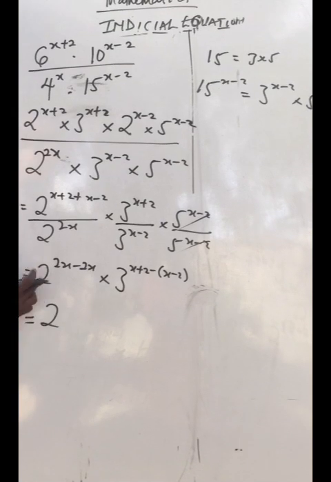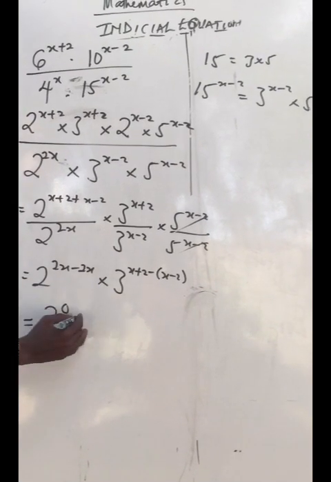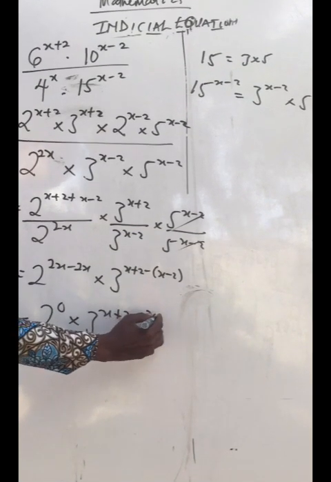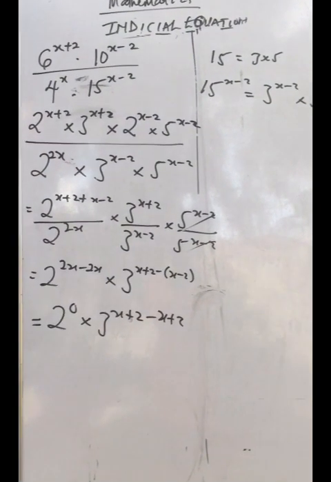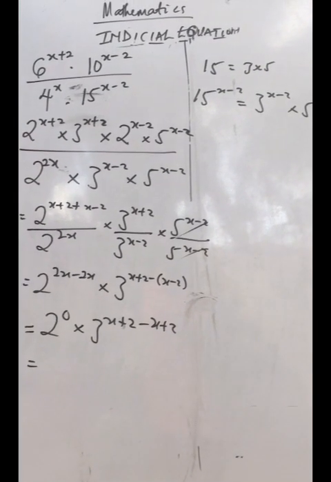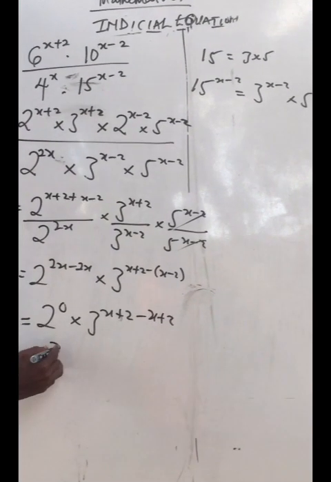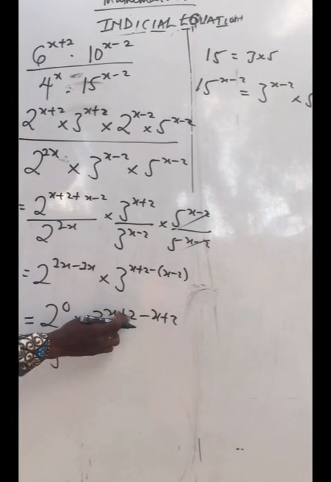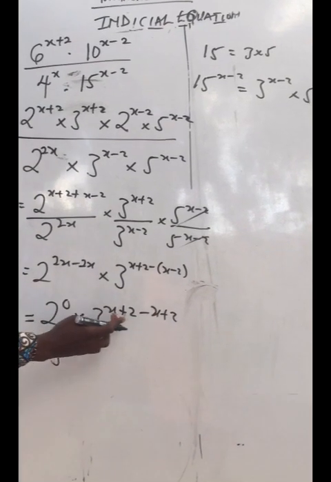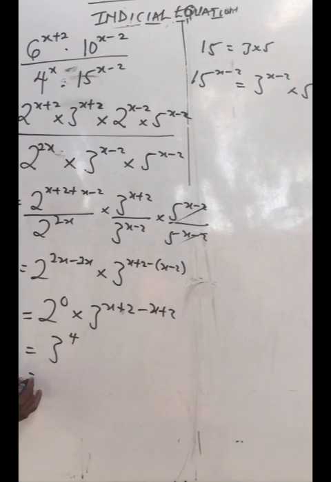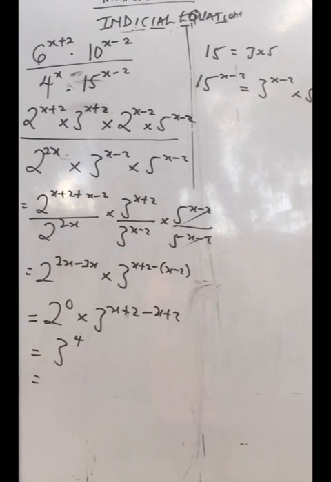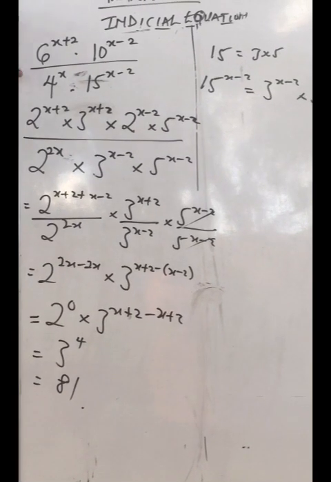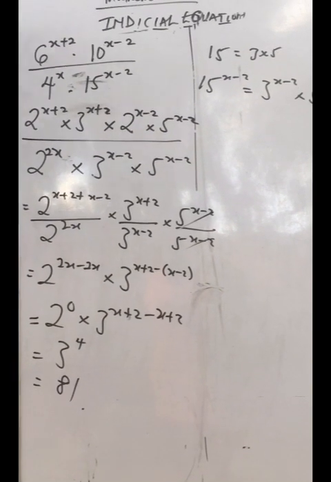So we end up having 2 raised to the power 2x minus 2x, which is 0, times 3 raised to the power x plus 2 minus x plus 2 when you expand with the negative signs. Now remember, 2 raised to the power 0 is 1. So this one is also out of it. So we end up having 3. Are you with me? 3 raised to the power what? x minus x is 0. 2 plus 2 is 4. And that's 3 to the power 4. And what's 3 to the power 4? That's 81. That gives the solution to this problem here.